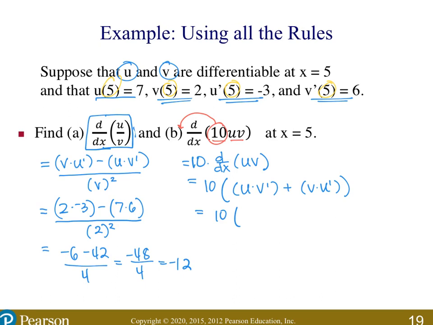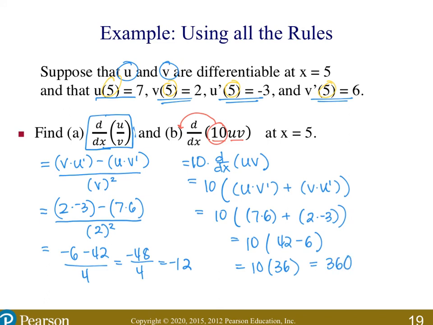And the value of u is 7. The value of v prime is 6. The value of v is 2, and the value of u prime is -3. So I'm looking at 10 times 42 minus 6. That's 10 times 36, or 360.